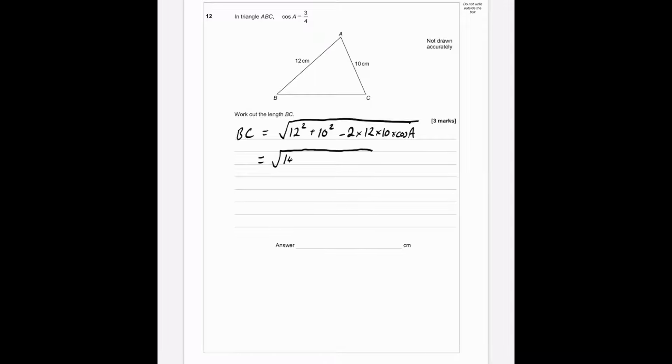12 squared is 144, 10 squared is 100. 2 times 12 times 10 is 240, so it'll be 240 lots of 3/4. And now we're just tidying everything up. 144 plus 100 is 244. 3/4 of 240 is 180. The difference between 244 and 180 is 64. And so BC is 8.